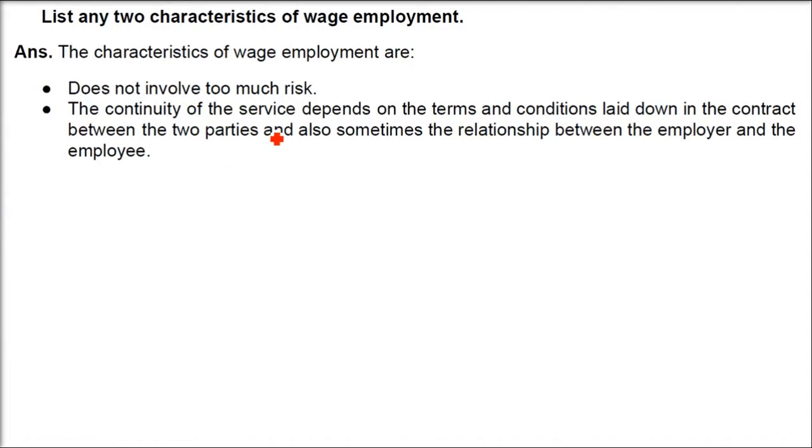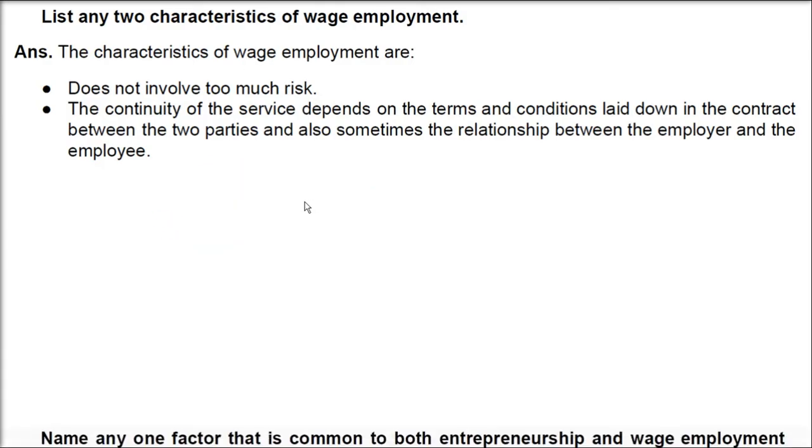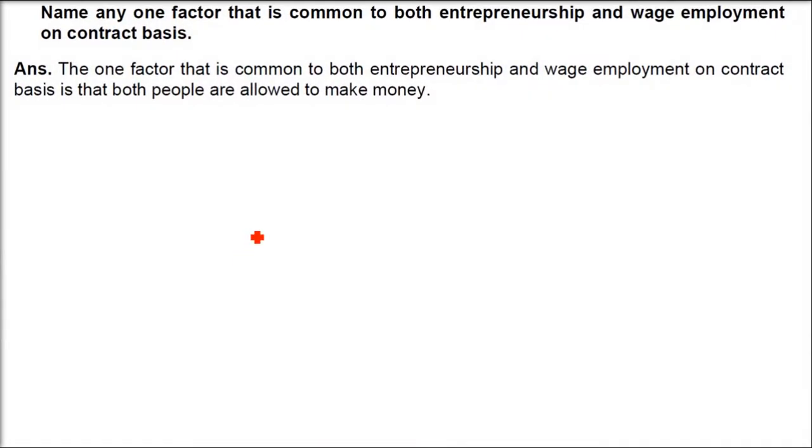Two characteristics you have to list of wage employment. First of all, if you are a wage employee, there will be an employer who is going to give you a job, who is going to give you money. So there is no risk involved. Second thing, there will be a terms and condition contract you have signed before you join the job, and how you both are related. That is the way you are behaving in the company, the way you are behaving with the employer. That is also important.